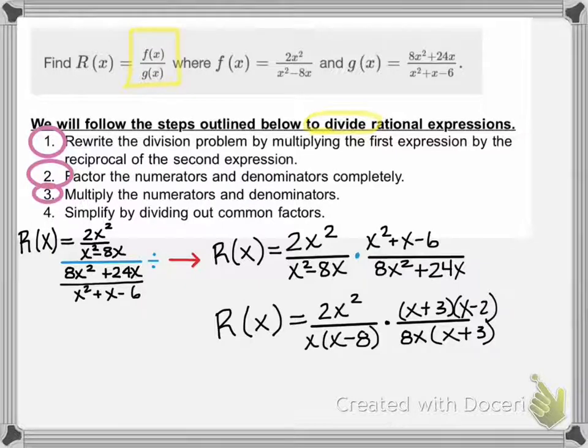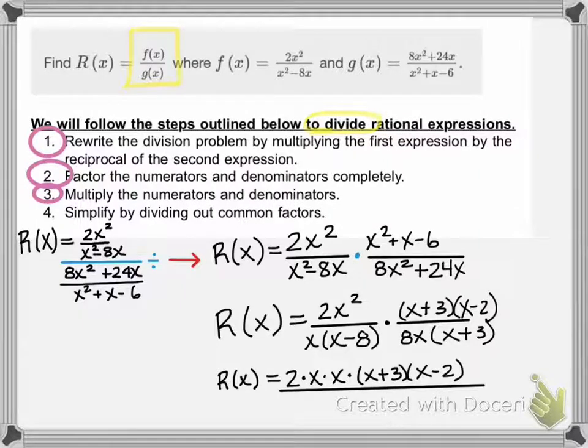Now, in step 3, it says we're going to multiply the numerators and the denominators. So really all I'm going to do right now is combine them into one fraction, because when you multiply fractions, you just multiply straight across. But as I do it, I'm going to factor even a little bit more. You'll see what I mean as I get to the next step. So my r of x equals 2x squared, but instead of writing x squared, I'm going to factor it as x times x. And trust me, when I start dividing out common factors, you'll see why I did that. And then it's going to be times x plus 3 times x minus 2.